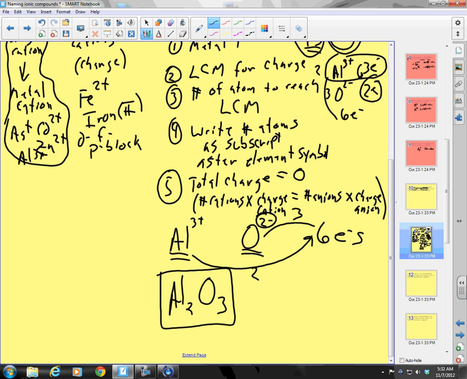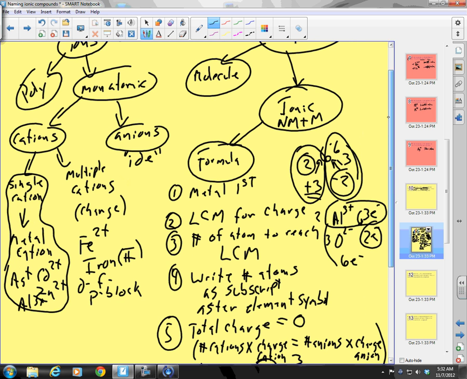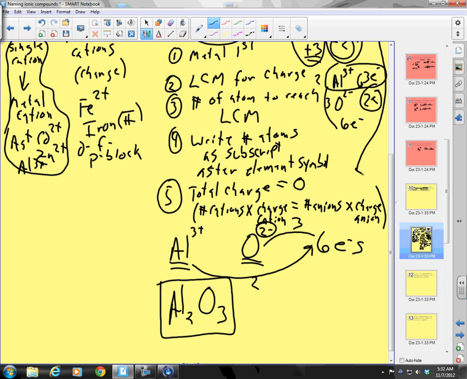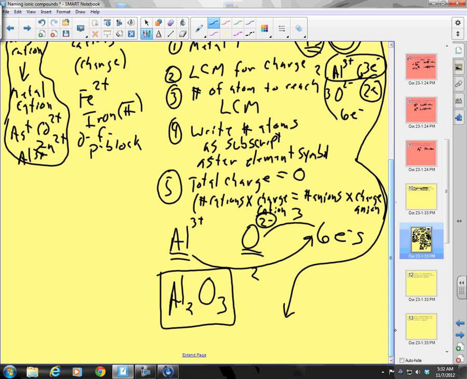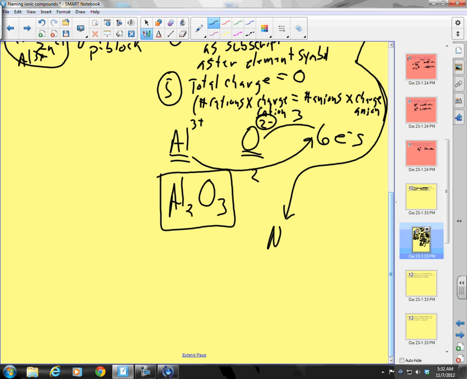Now, how do I name this? Wow, that was just a formula. Let's come down this way and talk about naming. Hey, naming is easy, folks. Yikes! Naming. How do we name this? Naming ionic compounds. Simple. Metal first, plus the anion name. Yay!